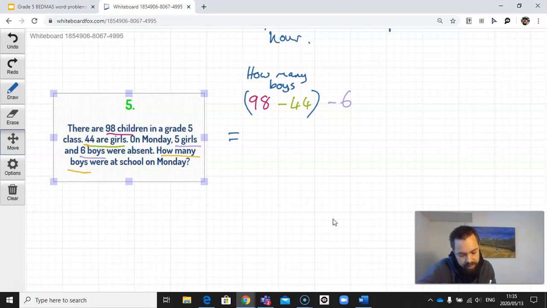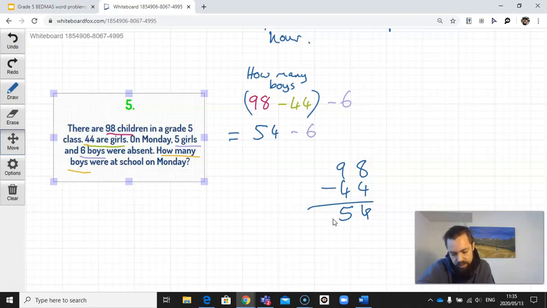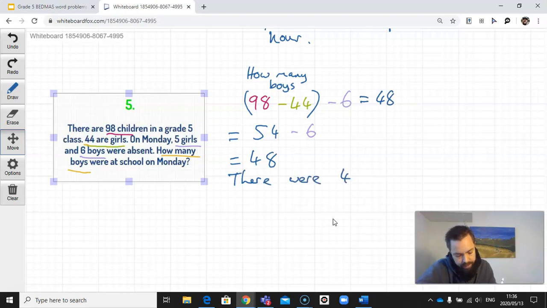Okay, so we're going to start with a bracket. So 98 minus 44. If you can't think of that in your head, just jot it down. Minus 44. 8 minus 4 is 4. 9 minus 4 is 5. So there were 54 boys normally, but then on Monday there were 6 absent. So now we go 54 minus 6 is 48. And we can now put that into our answer. There were 48 boys at school on Monday.